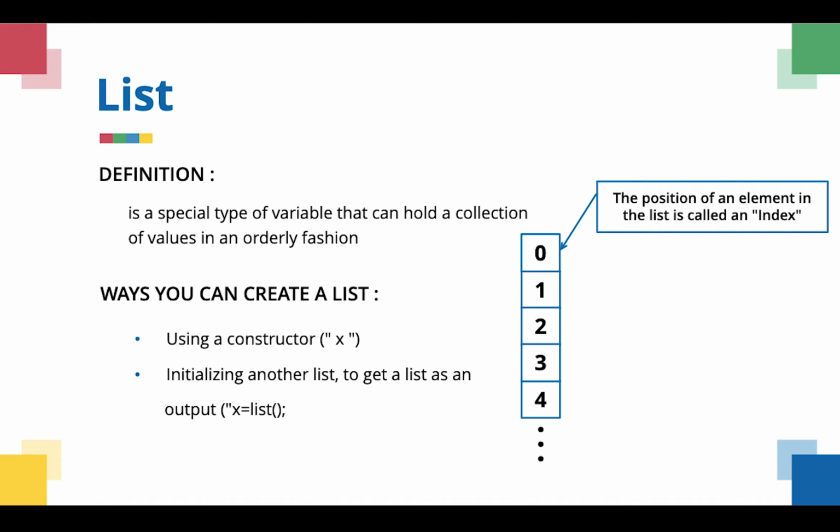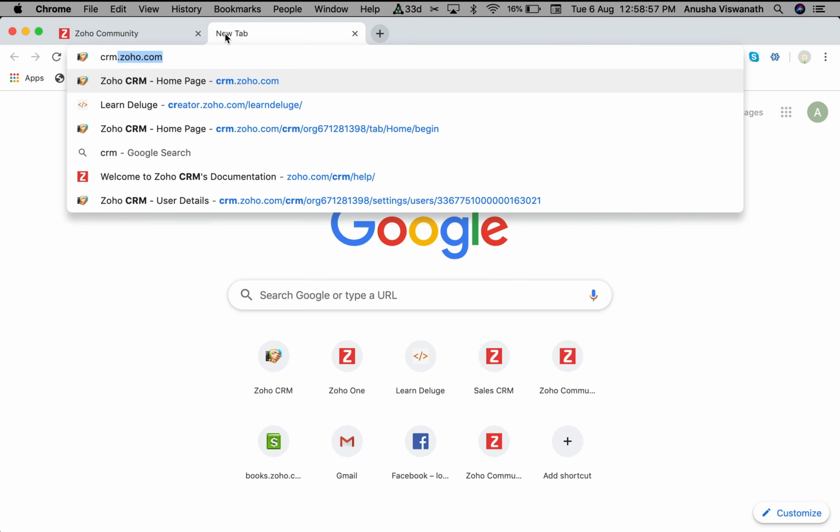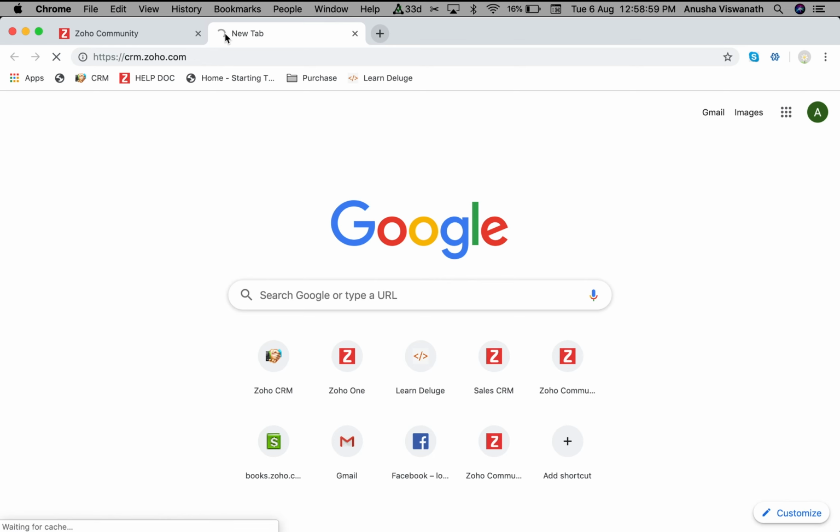Now you can create lists in two ways. One, using a constructor, and two, by initializing another list to get an output which is a list. You know what? I'll just show you what I'm talking about. So I said there are two ways you can create a list. One is a constructor and another one is by initializing a list. Let's look at the constructor type of creating.